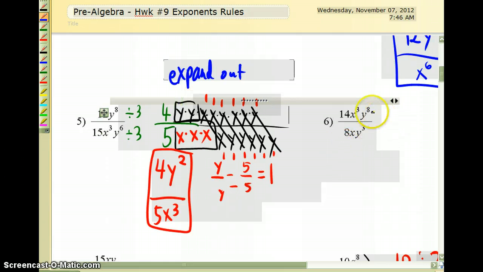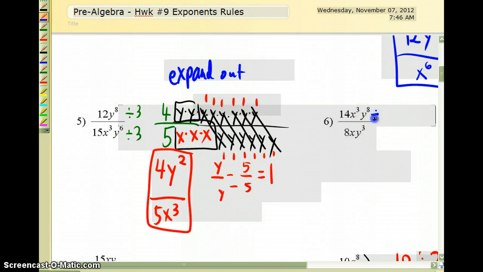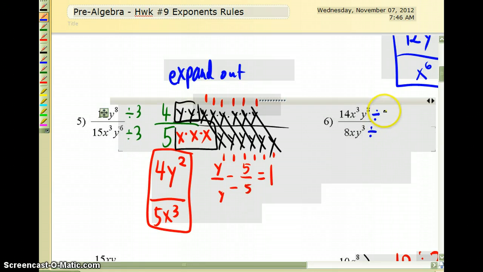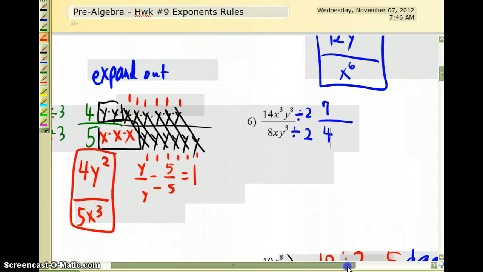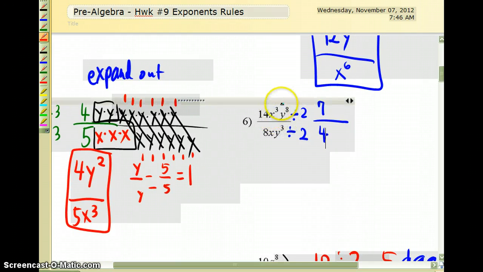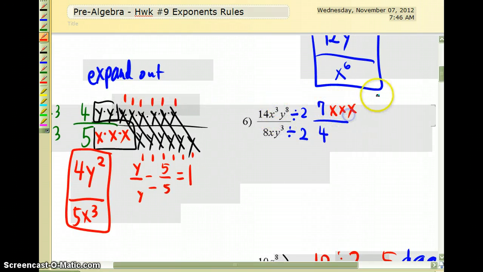On number 6, I want to divide the 14 and the 8 by the common factor, which would be 2. In my numerator, I would get 7. In my denominator, I get 4. Then I do want that as part of my answer later, but I don't have much space, so I will move it over. And x to the 3rd power would be 3 x's. And then in my denominator, I also have 1 x.